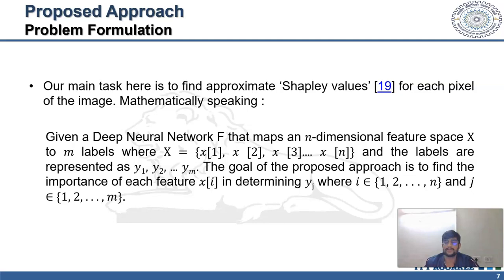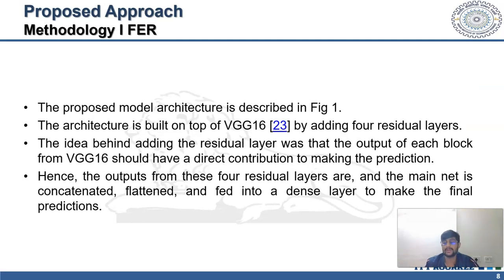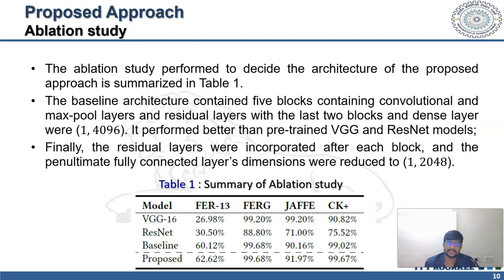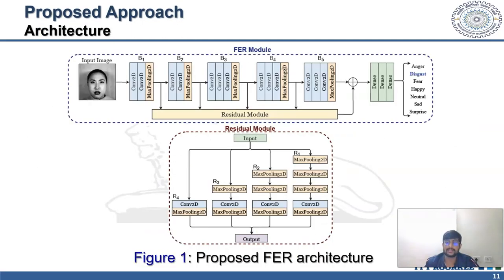Now, let's see what we want to achieve in this paper mathematically. Let us consider a neural net F that maps n dimensional feature x to label m, y1, y2, y3, and ym, and the features are x1, x2, x3, and xn. The goal of this proposed approach is to find the Shapley values or the importance of each pixel xi in getting the label yj.